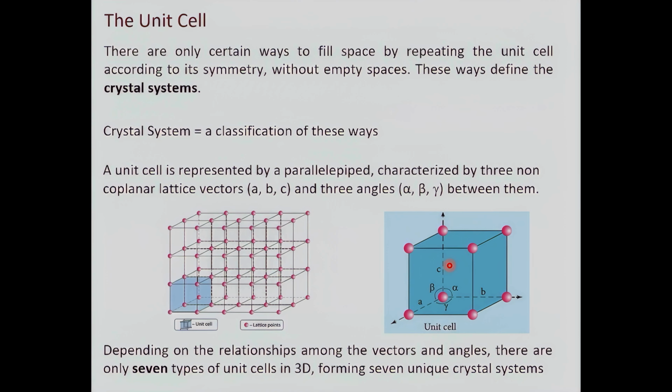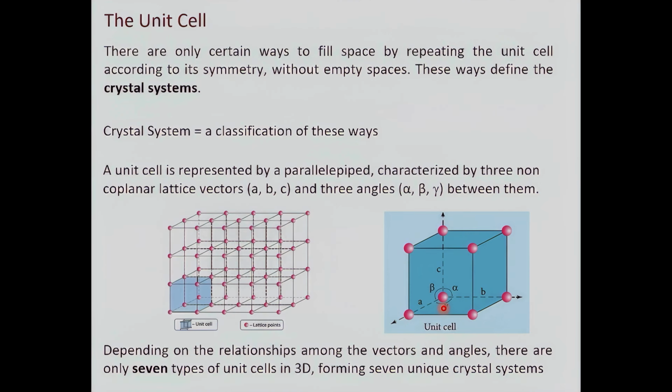The way in which we can do this is called the crystal system. In 3D, we have 7 crystal systems, which represent the 7 ways in which a unit cell can be translated in space. A unit cell is characterized by the so-called cell parameters. We have 6 cell parameters. They are a, b, c, which are the lengths of the parallelepiped, and the corresponding angles between them.